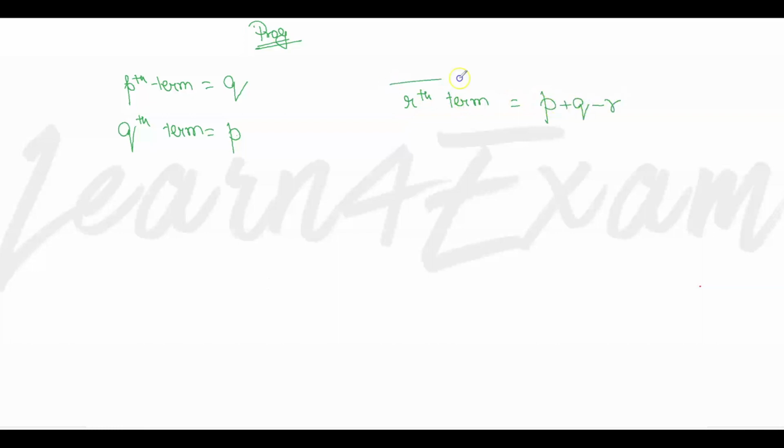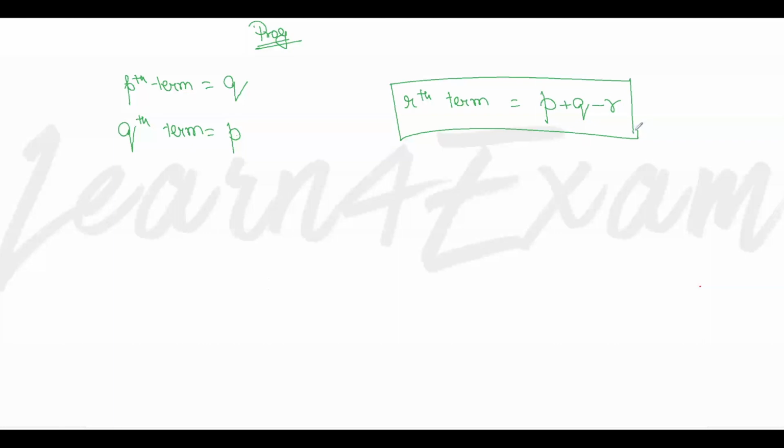Come to another part of modern mathematics, that is progressions. This is also at times called a part of algebra, whatever you call it. So here we'd be learning a few important things. Now if the pth term is equal to q and the qth term is equal to, let's say, p, then the rth term would be equal to p plus q minus r. This is something really very important.